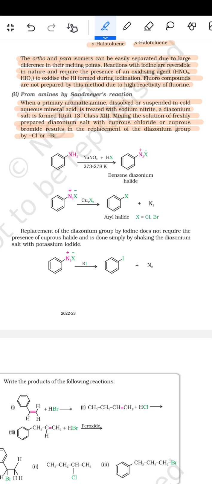तो NH2, NaNO2 प्लस HF, 273 से 278 K पर, बन जाएगा। तो क्या बनेगा? इसमें बेंजीन डाईएजोनियम हैलाइड बन जाएगा। और फिर CuX के साथ एराइल हैलाइड बन जाएगा प्लस N2, जहाँ X बराबर क्लोरीन और ब्रोमीन है। The replacement of the diazonium group by iodine does not require the presence of the cuprous halide and is done simply by shaking the diazonium salt with potassium iodide.